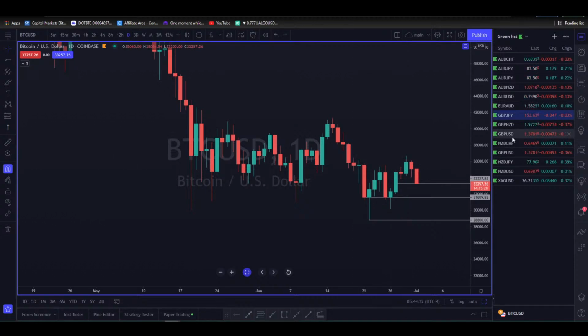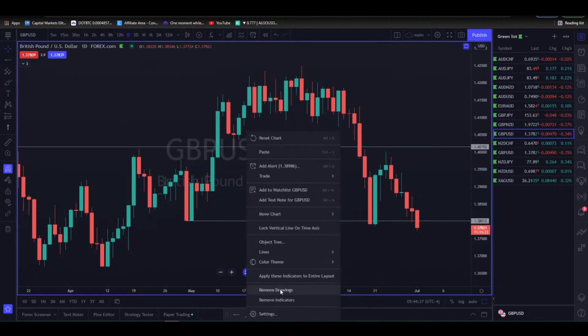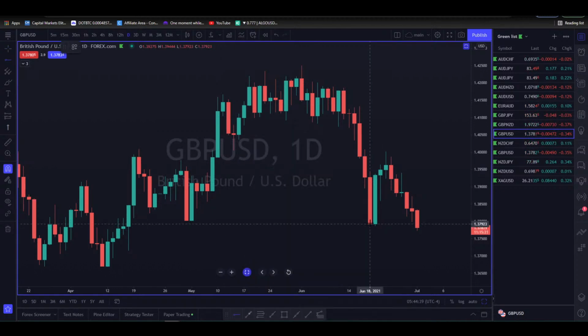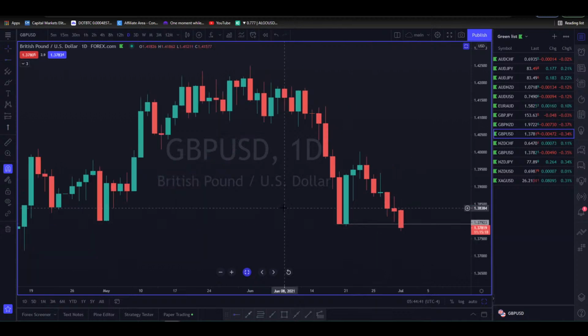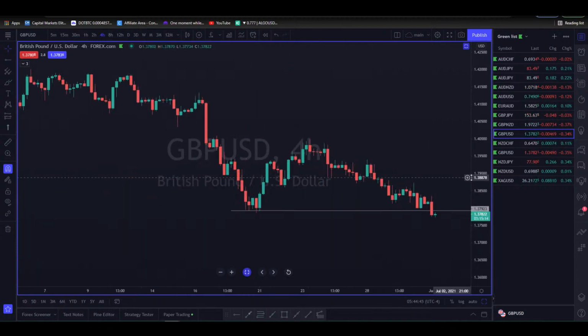Let's go to pound dollar real quick. Pound dollar is taking out daily support right now as we speak. However, it's the close that matters, not just trading below support. But if you look at every other time frame, it looks exactly like it's bearish.